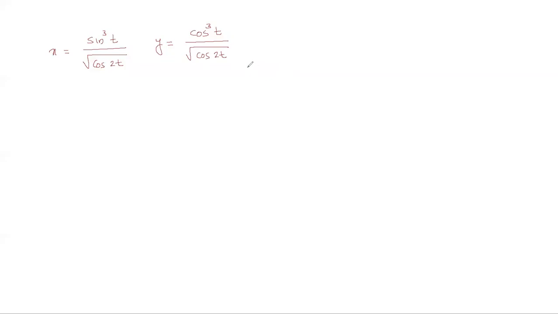So we have to find dy by dx. So dy by dx is equal to dy by dt divided by dx by dt. So we have to find both separately. So dx by dt. So you can see that this is in quotient form. So you have to apply the quotient rule.